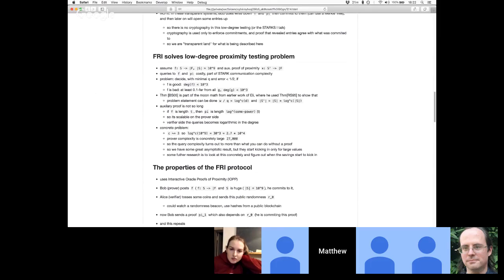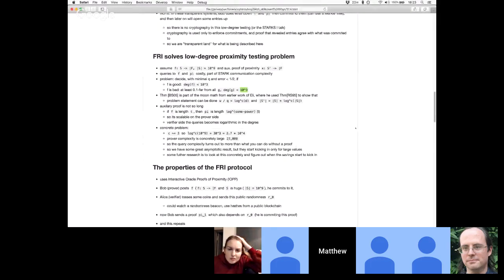And so concretely, for the problem that we had, where we're in a set of 1 billion, and we have a degree g, which is 1,000, we plug in some numbers, and it turns out that the prover complexity is concretely large at 27,000 queries, versus the previous theorem, which would have been 1,000 plus 1. This is great because it's an asymptotic result, because we have this log to the c inside. However, it only kicks in when we have a very large value.